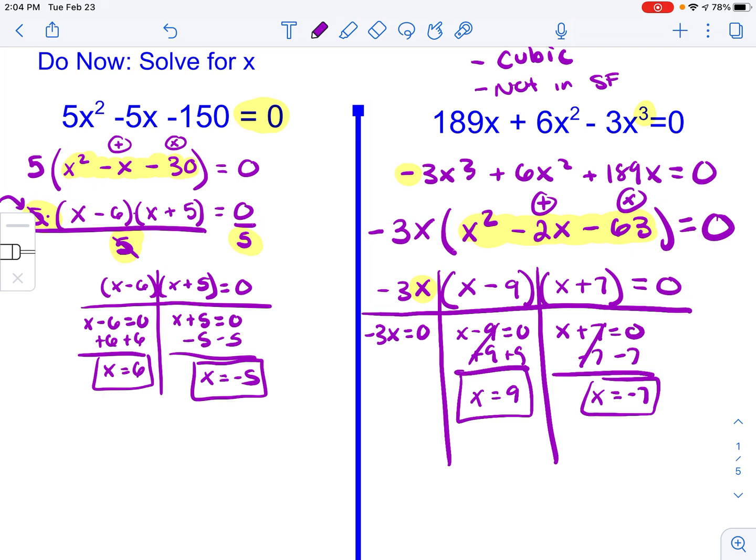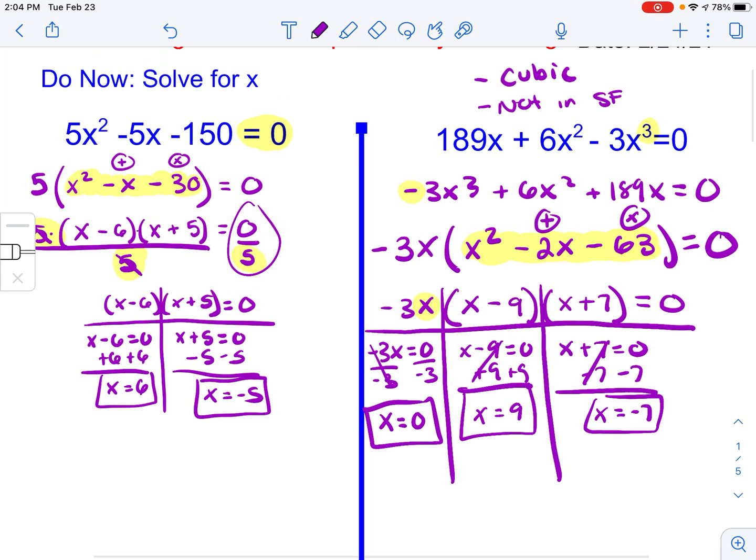But on the very first one, we do have to divide out by a negative 3. But just like over here, where dividing out a number didn't change 0, it's also not going to change 0 here. So we end up with 0 as our last answer. And notice we have a cubic equation, highest power 3. We now have 3 answers.